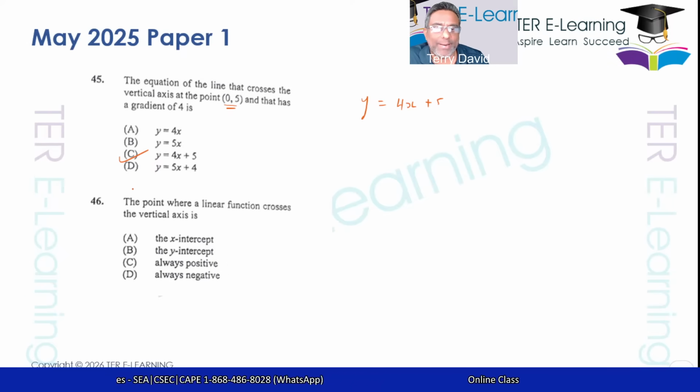46, the point where a linear function crosses the vertical axis. So if you're crossing the vertical axis, that's your y-intercept. So the answer is B. Right, so I hope that's making some sense there.